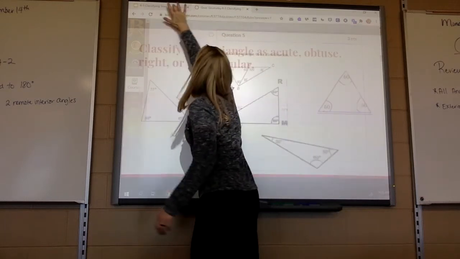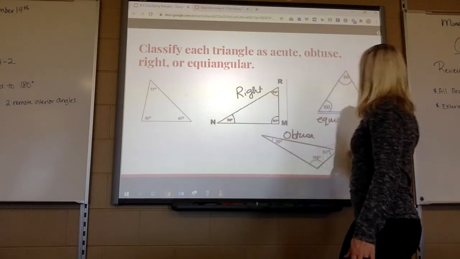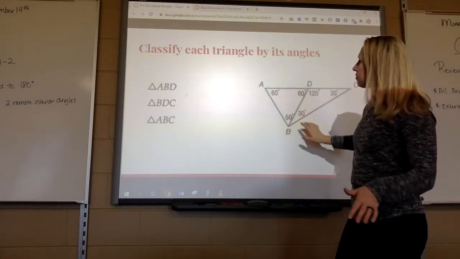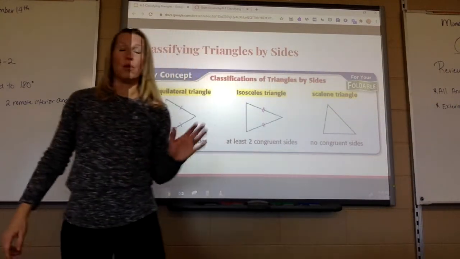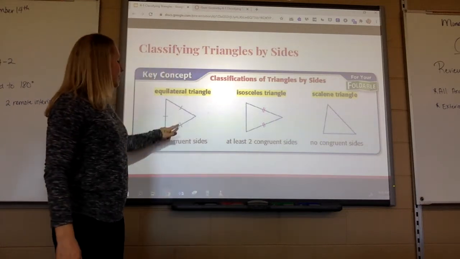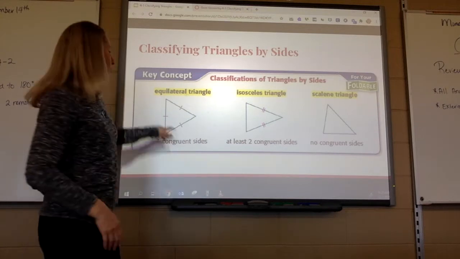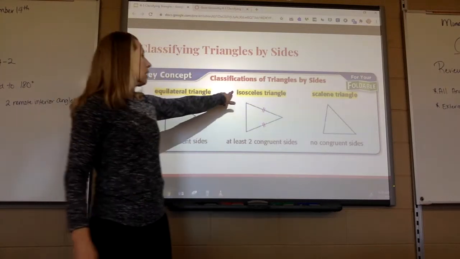All right, back to the lesson. So we are classifying by angles, but we're also going to classify by sides. So we're going to classify triangles by sides. So just like with equiangular, if all three angles are the same, if all three sides are the same, it's called equilateral. If only two sides are equal, that's isosceles.